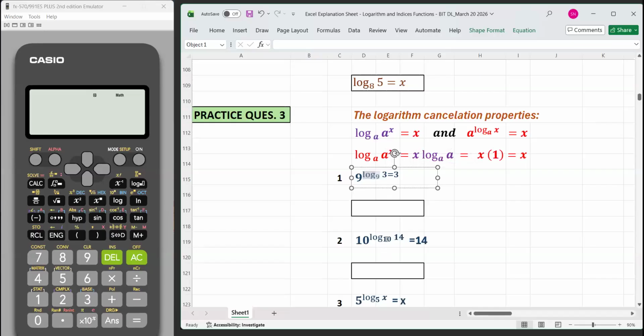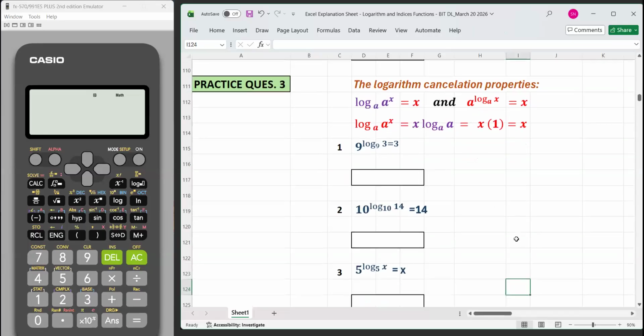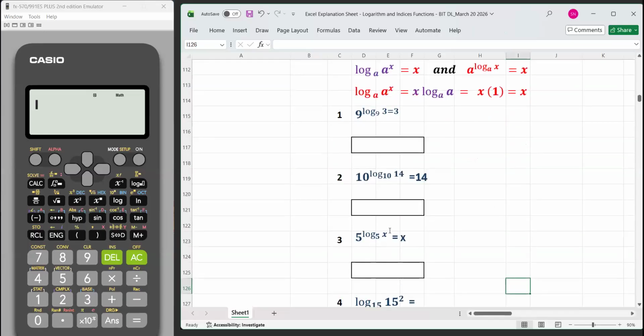Immediately you can verify that the base of the log is the same as the base of the original question, and the answer is always equal to the number of the log. So that is the property we are using to solve this. So 5 to the power log x base 5. You see that the base 5 here is the same as the base of the original question. So the answer is always equal to the number given, x. So the answer is equal to x.